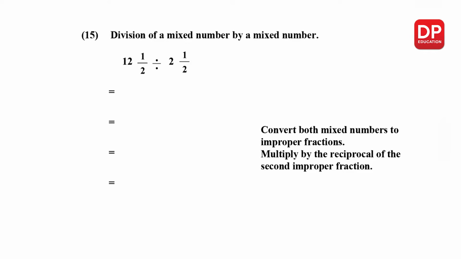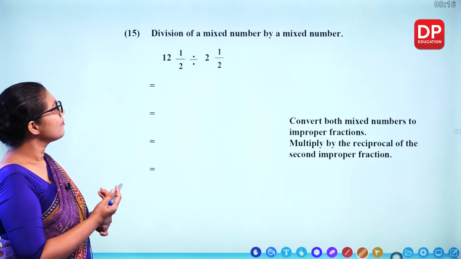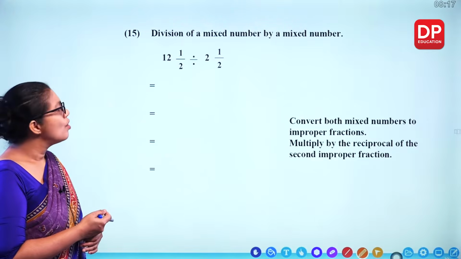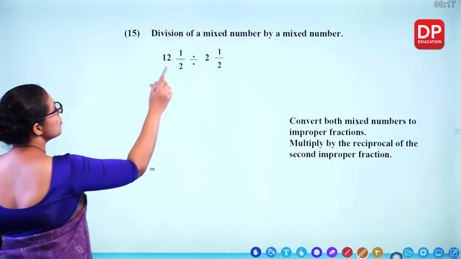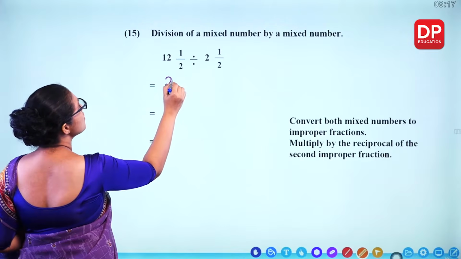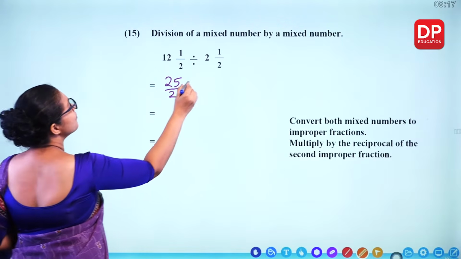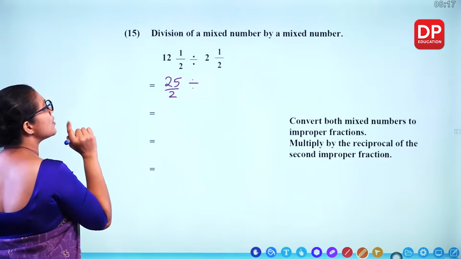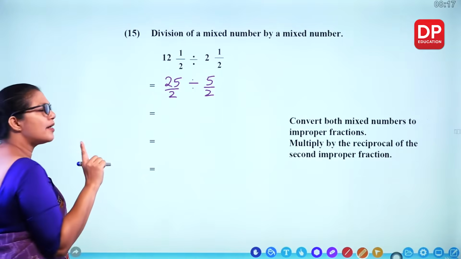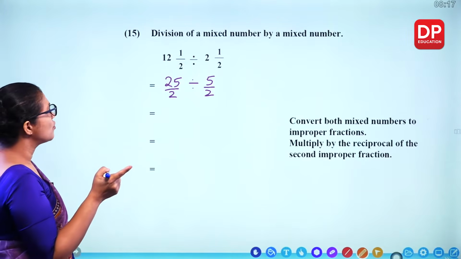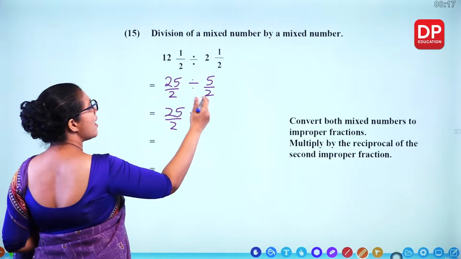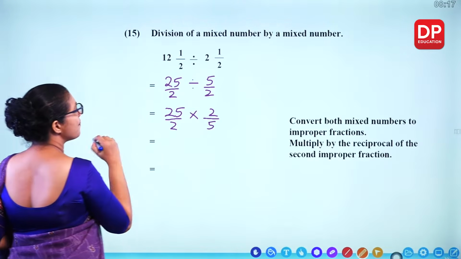Division of a mixed number by a mixed number. What do you do? All mixed numbers you can convert to improper fractions. 12 times 2, 24 plus 1, 25 over 2. This is also a mixed number. 2 times 2, 4 plus 1, 5 over 2. Now we can convert to a multiplication. 25 over 2 multiplied by its reciprocal, 2 over 5.